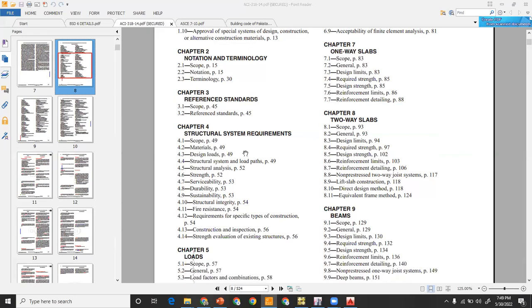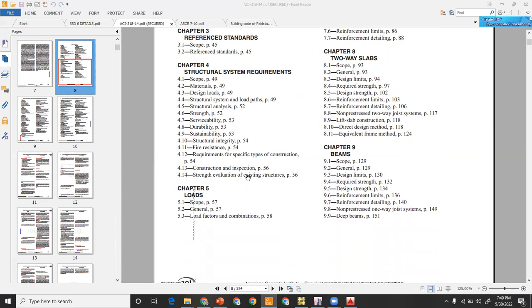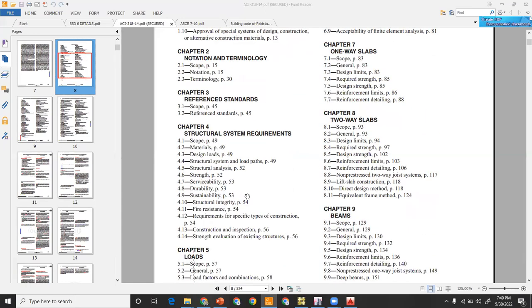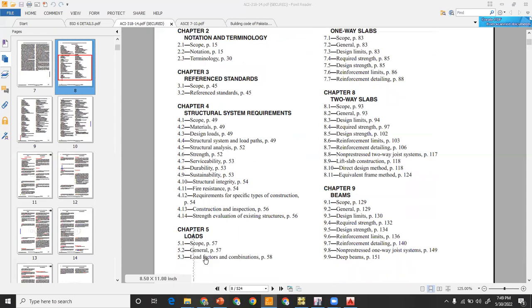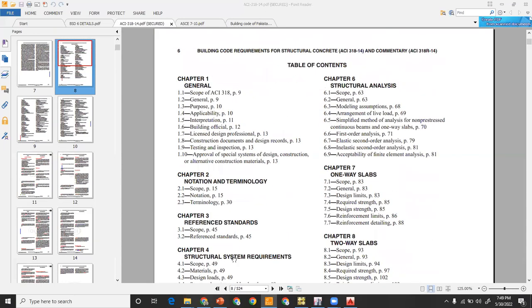So the next chapter is about the general structural system requirements, about the scope, materials, design loads, strength, structural analysis, serviceability, durability, all of these. And the next chapter is about the loads, which should be considered during the design of a structure. And the next is the structural analysis, how you will do the model, what the model assumptions are, how you will arrange the live loads and all of these, what first order analysis, elastic second order analysis are, and different new terminologies we will learn while studying this chapter.